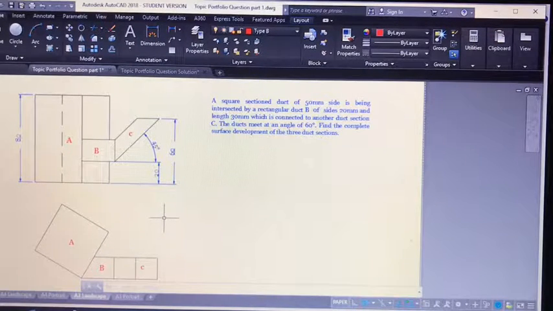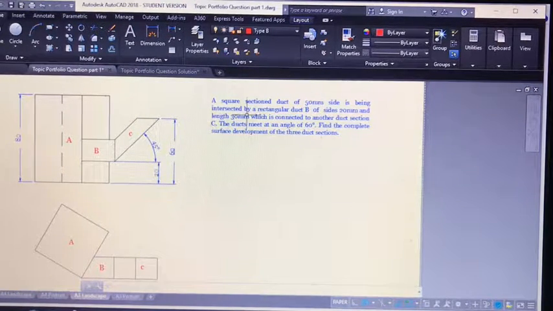The reason why I think it's a good question is that three surfaces are asked to be developed, and in three different methods as well. So students are going to have to think of different ways to develop out the different surfaces.